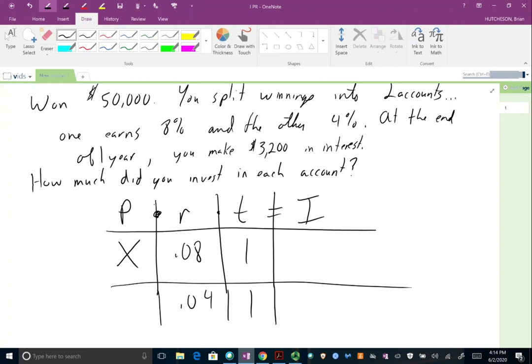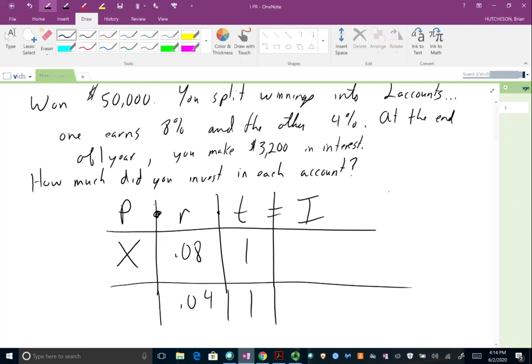So how much did we put in the 4%? Can I just use X again? Well, you can't use X again. Unless it said I evenly split up the $50,000, but that's boring. That's $25,000 in each account.